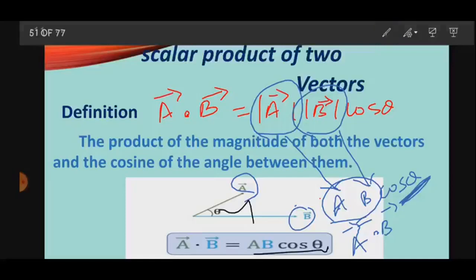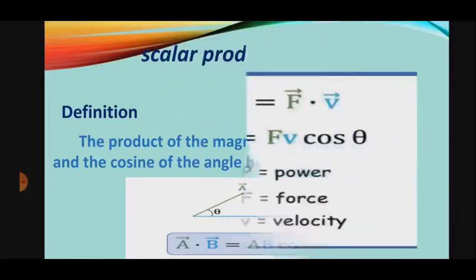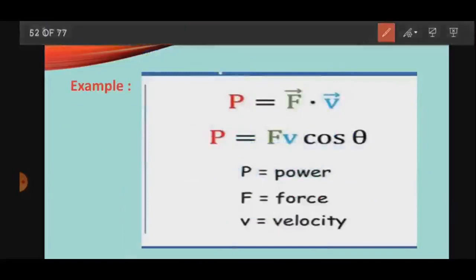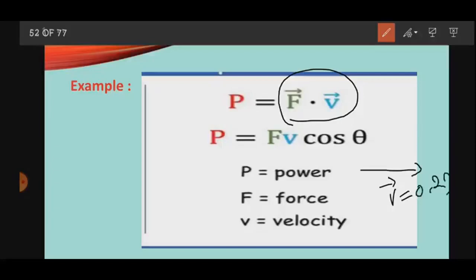Now consider this example. This is the power. Power is equal to F vector dot V vector, force into velocity. These are two vectors. Now calculate the dot product of the two vectors. Now listen, this is the velocity V vector. Now put the value 0.2 meter per second. This is nothing but the force F vector, that value is 2 Newton.